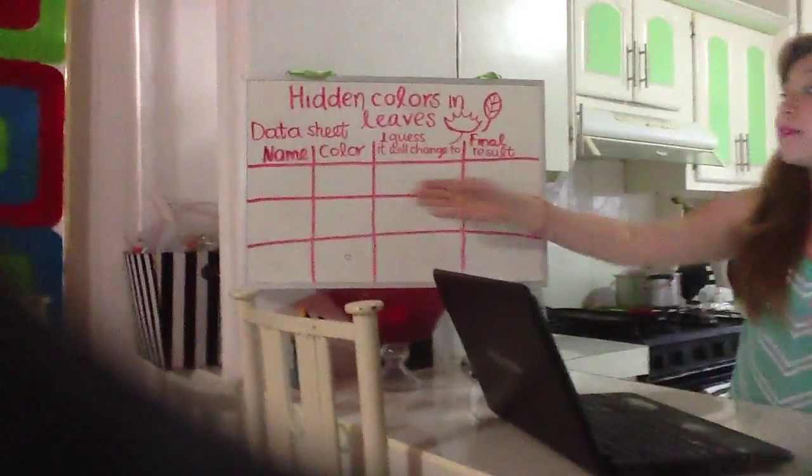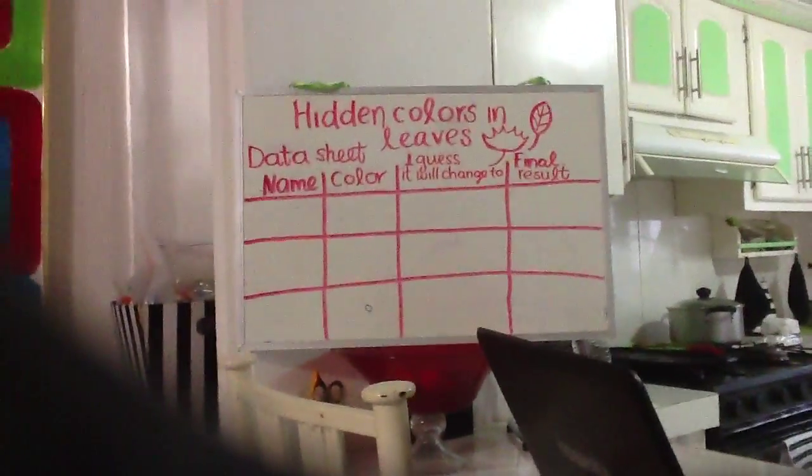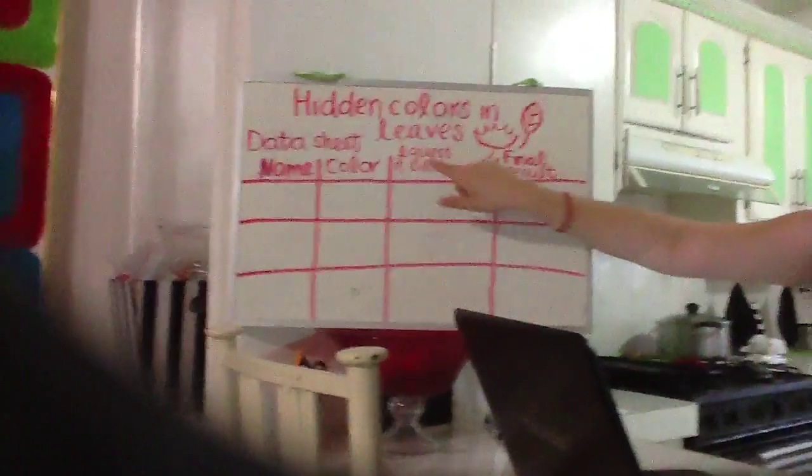Okay, so also it will be good to allow them to work in large blocks of time with their peers. And make sure to give them a bag or container where they can gather or collect their own leaves. Okay, what we need? We need to ask them to make their own data sheet. Okay, here we will have the name of the plant leaves, the color, and their guesses or inferences. For example, I wrote here, I guess it will change to the following color in the fall season, and the final result.